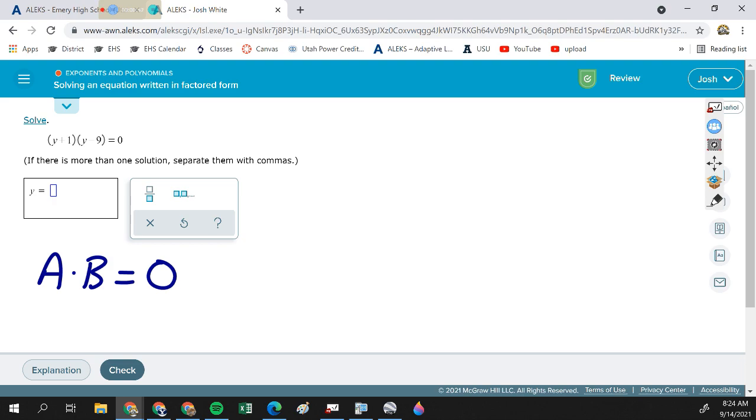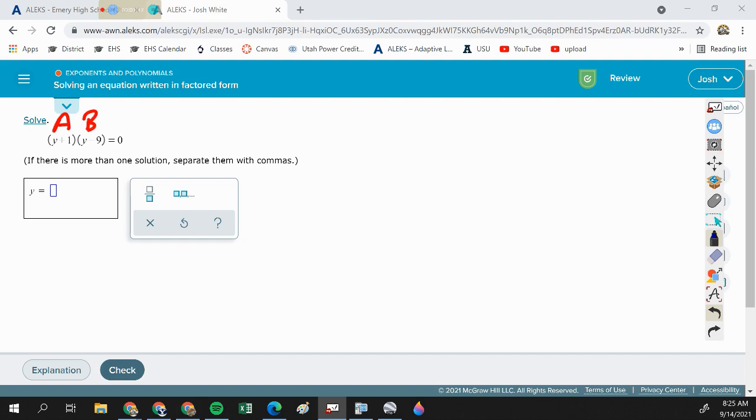So if a times b equals 0, then you know at least one of them is 0, or both. If a equals 0, then 0 times b is 0, no matter what b is, and vice versa. And if a and b are both 0, then it's still true. So we're doing that same thing in a little bit of an expanded form. If this is a and this is b, then we know one of two things has to happen.